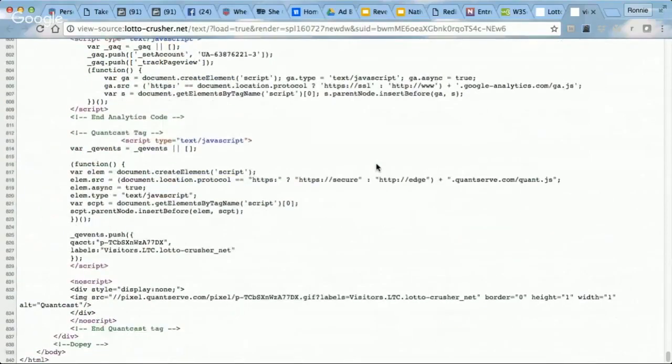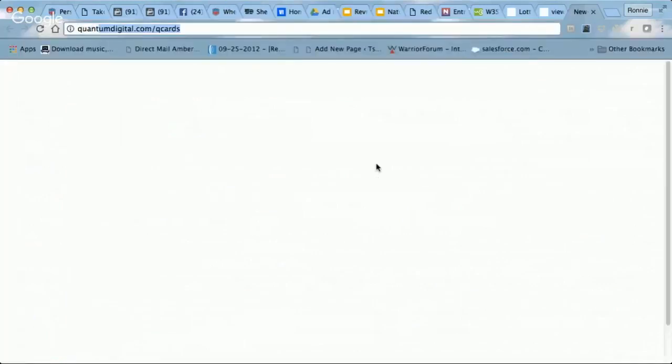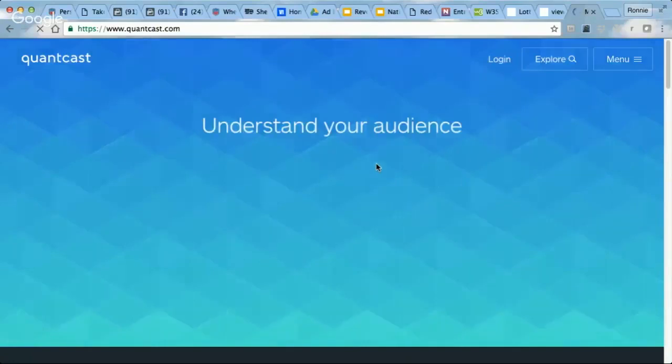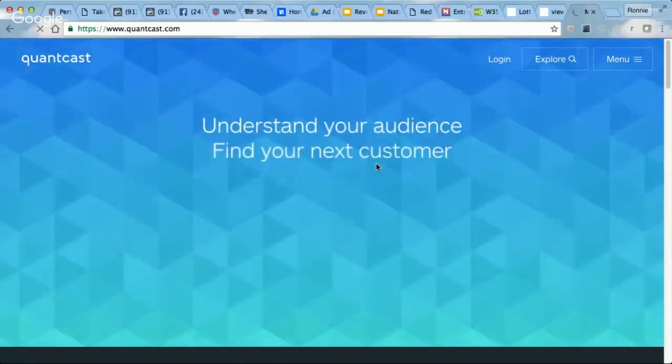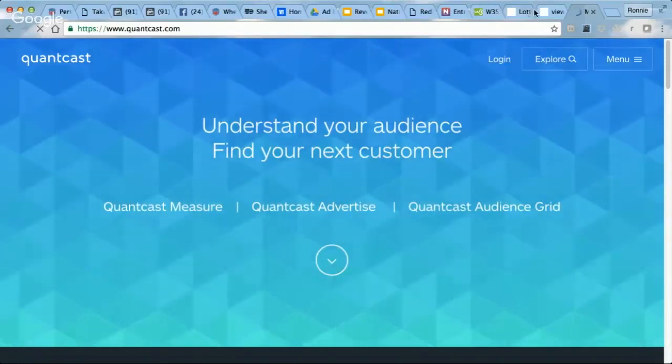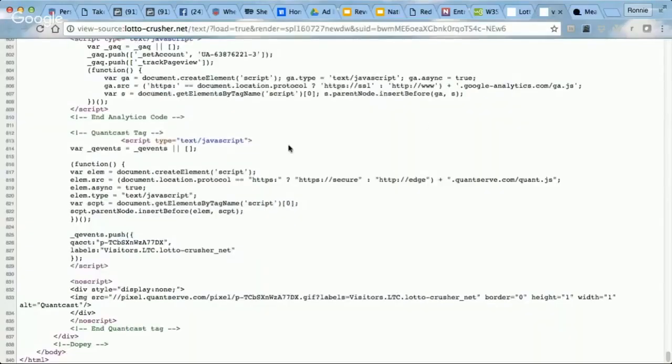But this is what I saw. I saw Quantcast. What is Quantcast? Let's Google it. Quantcast.com is an audience, a demographic measuring tool. Understand your audience, find your next customer. Ooh, that's cool. Maybe the site lottocrusher.net is using this to measure their audience.